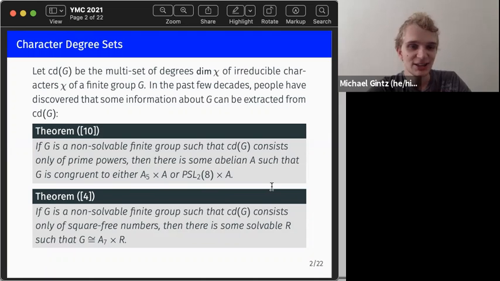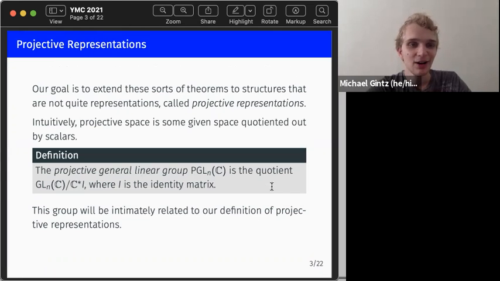First, if G is a non-solvable finite group such that cd(G) consists only of prime powers, then G is either the alternating group A5 times some abelian group, or the projective special linear group PSL2(8) times some abelian group. And also, if G is a non-solvable finite group such that cd(G) consists of only square-free numbers, then there is some solvable R such that G is the alternating group A7 times R. Our goal is to extend these theorems to a very similar structure known as projective representations.